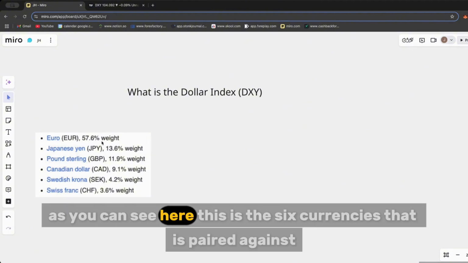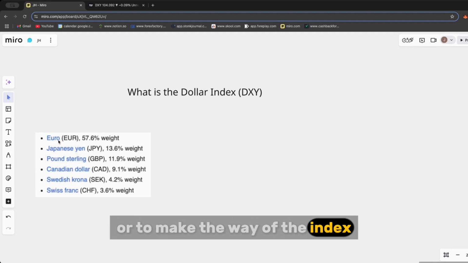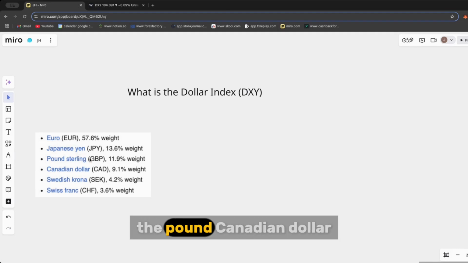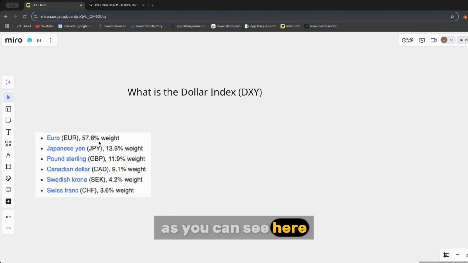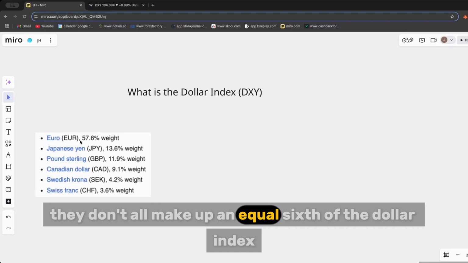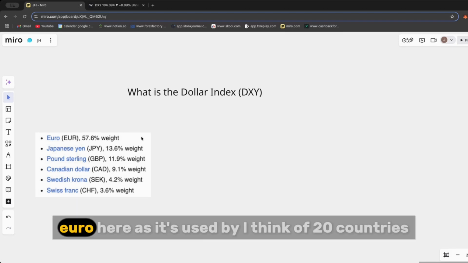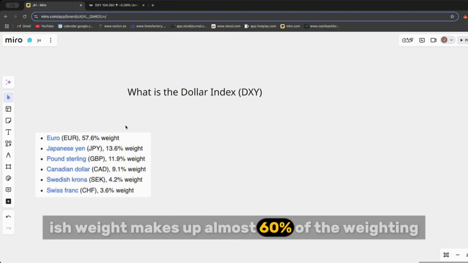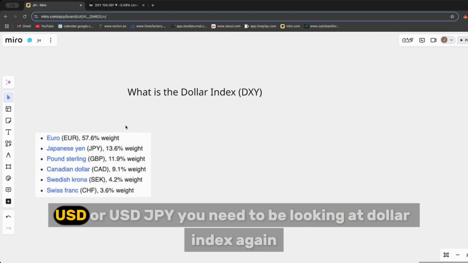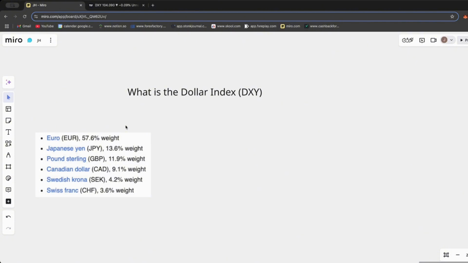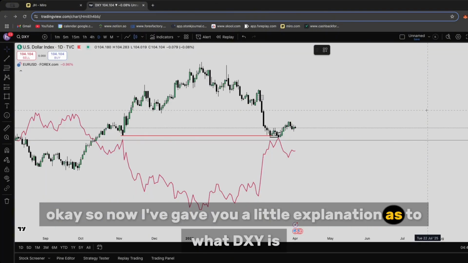As you can see here, these are the 6 currencies it's paired against, which make up the weighting of the index. They are the euro, Japanese yen, the pound, Canadian dollar, the krona, and the Swiss franc. They don't all make up an equal sixth of the dollar index. Euro, as it's used by around 20 countries, makes up almost 60% of the weighting. So these are the pairs. If you're trading, for example, Euro USD or USD JPY, you need to be looking at the dollar index to get an accurate bias.